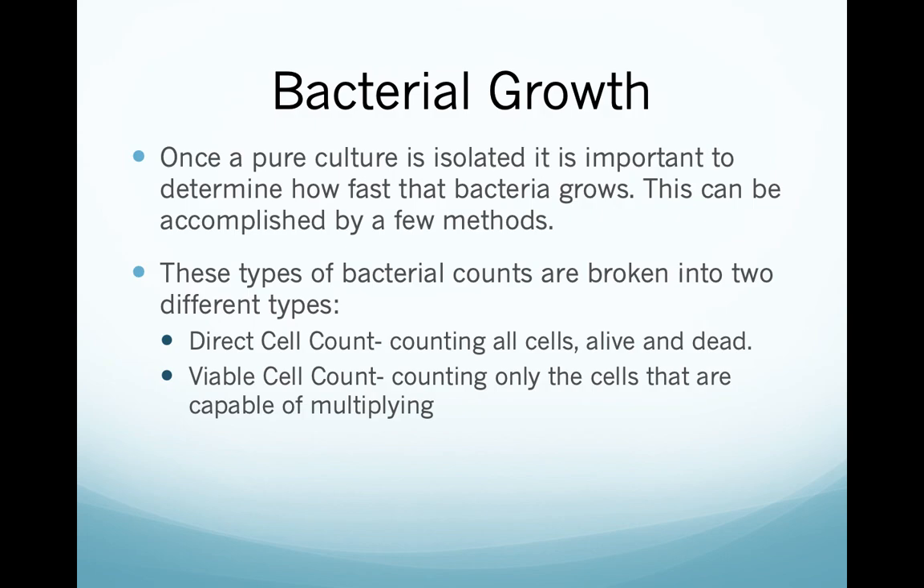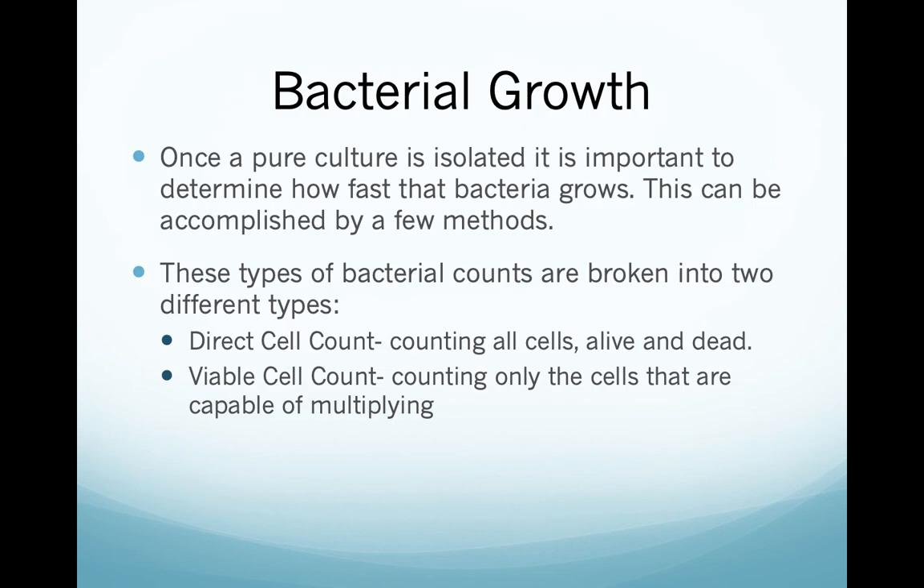So counting bacteria is pretty easy. There's a couple of different ways to do it, but essentially they're all going to be broken up into two different categories: something called a direct cell count or something called a viable cell count. A direct cell count counts every single bacterial cell that's present in a sample, whether it is alive or dead. Whereas a viable cell count counts only the cells that are capable of living. Now, this doesn't really seem like much of a difference, but it really does matter.